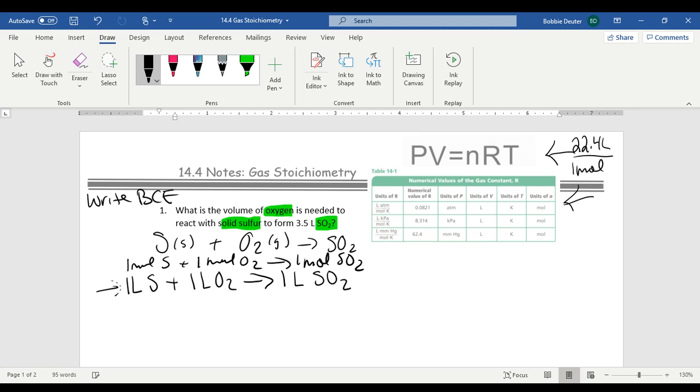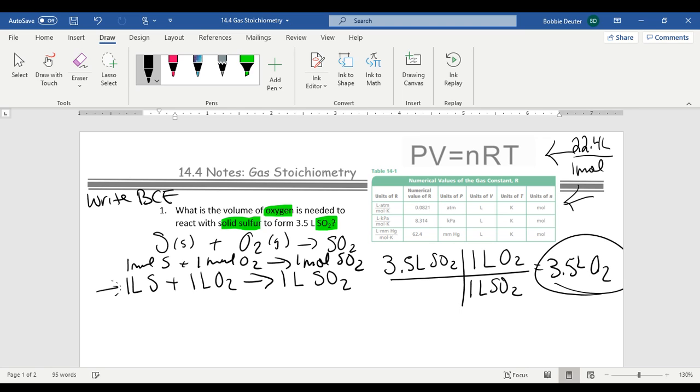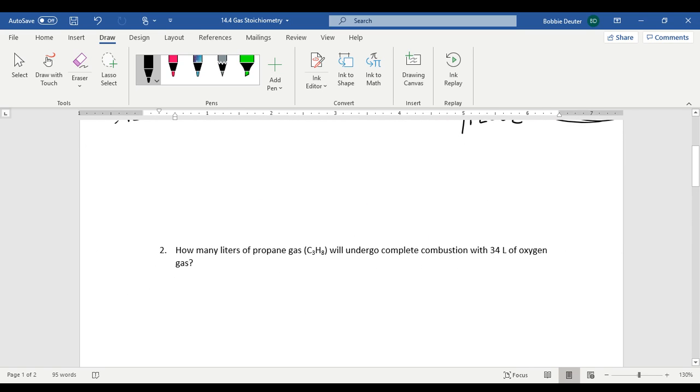This little step is going to be very useful for this because it tells us that we have 3.5 liters of sulfur dioxide and it wants us to convert it to oxygen gas. Well, we know from the balanced chemical equation we have 1 liter of sulfur dioxide and 1 liter of oxygen gas, giving us a total of 3.5 liters of oxygen gas. So they're set proportional to each other. Let's try another one to make sure we understand that step.